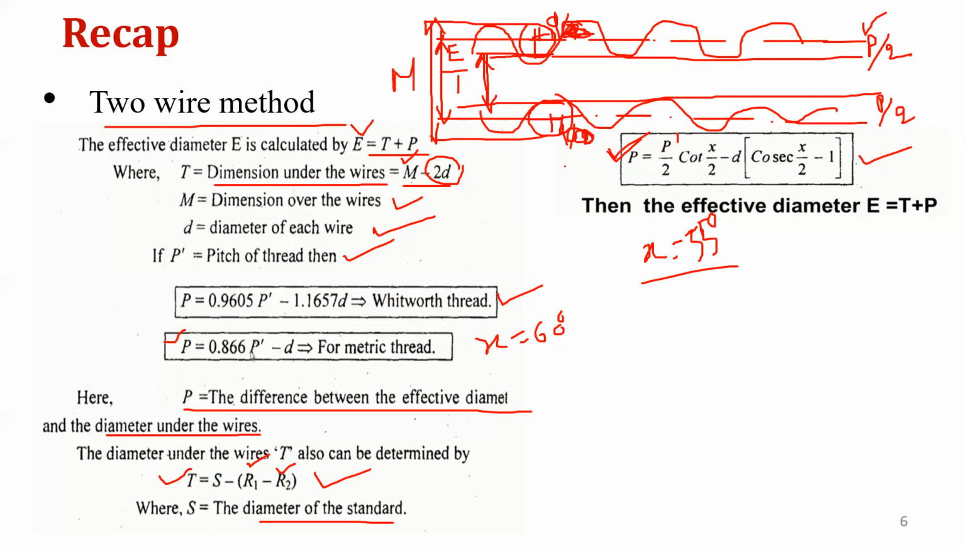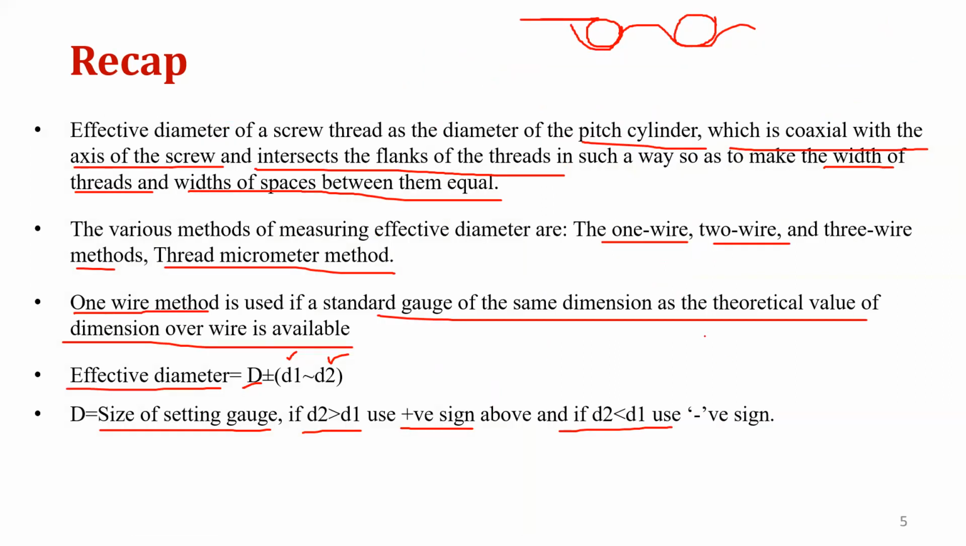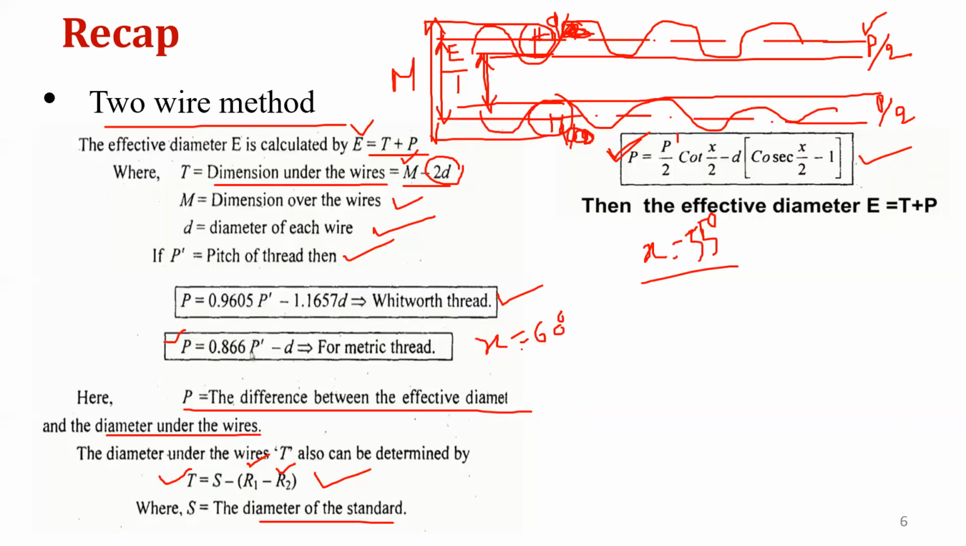So the drawback in the 1-wire method and the 2-wire method is, in the case of the 1-wire method, we use only 1 wire, and we are measuring the diameter over the wires by placing the micrometer. So the axis of the micrometer and the axis of the screw thread may not be perpendicular to each other. That is the limitation in the 1-wire method.